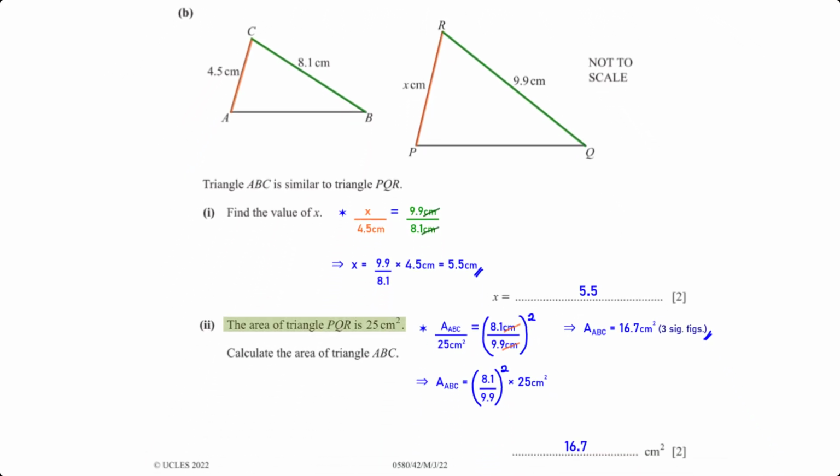The area of triangle PQR is 25 centimeters squared. Calculate the area of triangle ABC. For similar shapes, the ratio of their areas is equal to the square of the ratio of their corresponding sides. So we have the area of triangle ABC over 25 centimeters squared equals (8.1 centimeters over 9.9 centimeters) squared. When we make the area of triangle ABC the subject, this is what we get. When we type this into the calculator, we get 16.7 centimeters squared, rounded to 3 significant figures.